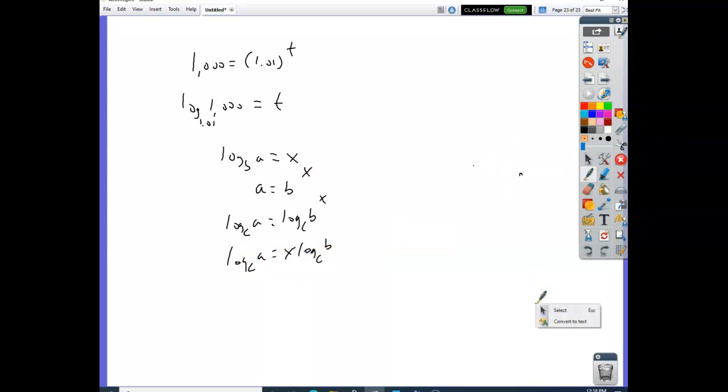Now we're going to do something really interesting. What is X equal to? Log base B of A. So replacing X with what X was equal to, I get log base C of A equals log base B of A times log base C of B. With me so far?